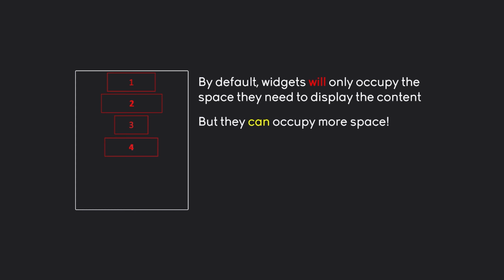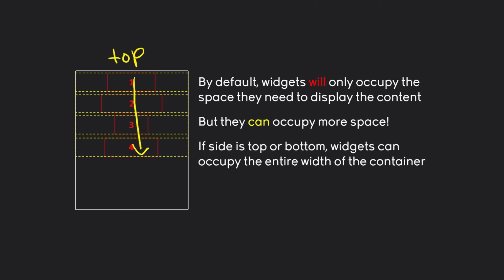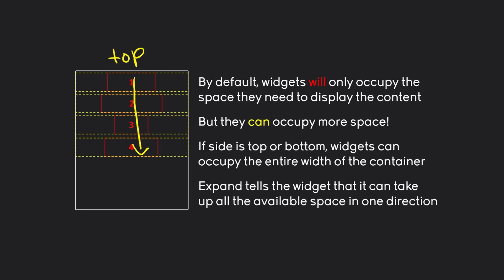However, all of these widgets can occupy more space. The amount of space they can occupy depends on the side. Right now, our side is top, which means we are placing the widgets in a downward direction. So top is our current side. With that, the widgets could occupy the entire width of the container, which in this case right now is the window. The same is going to be the case for the bottom side. In either case, widgets are going to occupy the entire width of the container. And expand is going to tell them to take up all of the available space in that direction.